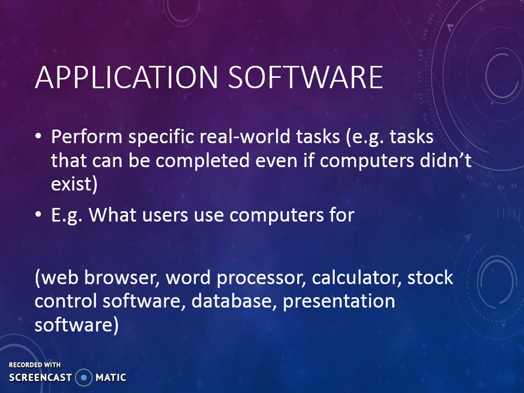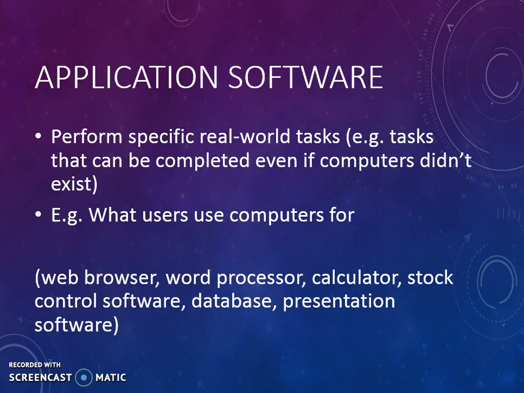Application software is software that's designed to perform specific real-world tasks. So these are the kind of tasks that can be completed even if computers didn't exist. So things like doing calculations, things like generating a newspaper, these are tasks that have existed before computers existed and people wanted to do them. Writing a letter, keeping stock control of a shop. Basically, application software is what users use computers for.